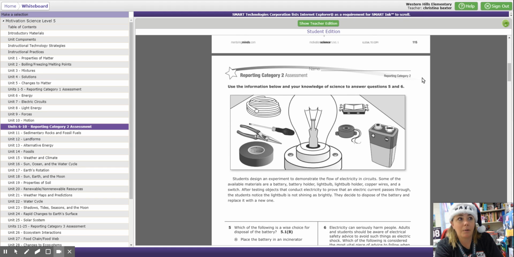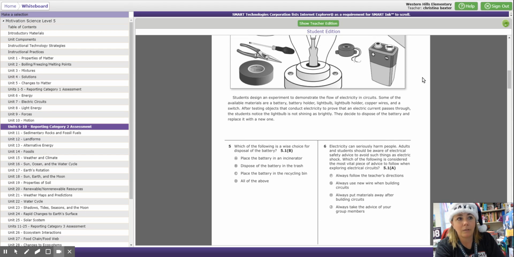Okay, now I'm on the next page. Use the information below and your knowledge of science to answer question 5 and 6. Students design an experiment to demonstrate the flow of electricity in circuits. Some of the available materials are battery holder, light bulb holder, copper wires, and a switch. After testing objects that conduct electricity to prove that an electric current passes through, the students notice the light bulb is not shining as brightly. They decide to dispose of the battery and replace it with a new one.